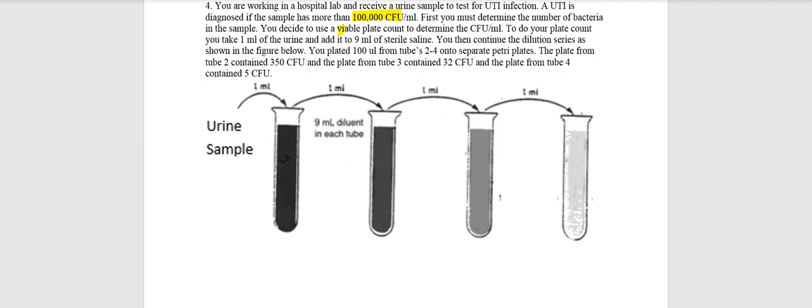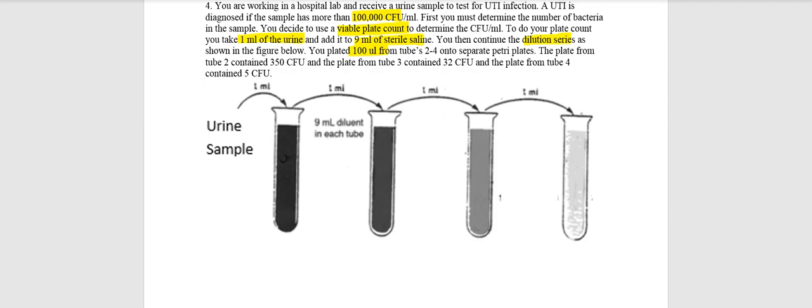Now we're going to have to figure out the number of bacteria in the sample. So we're going to do a viable plate count, determine the CFUs per mil. To do that, we're going to take 1 ml of urine, add it to 9 ml of sterile saline, and then do a dilution series like what we see below. It tells us we plated 100 microliters. Remember, in the end, we're going to be calculating CFUs per milliliter. So if it tells you the amount you plated in microliters, you're going to need to convert it. And then it gives you the information from the plate counts.